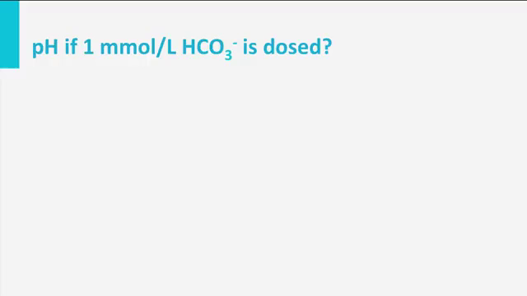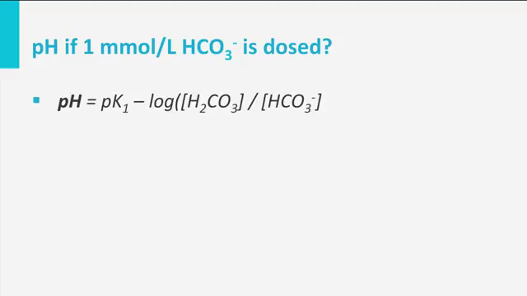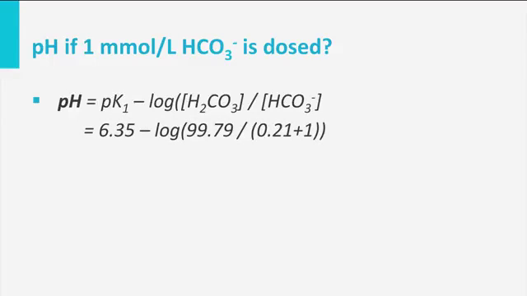But what happens to the pH if 1 millimole per liter bicarbonate is dosed to the water? Well, for this calculation you can use the equation of pH that equals pK1 minus log of carbonic acid divided by bicarbonate. The carbonic acid or carbon dioxide concentration is 100 minus 0.21 equals 99.79 millimoles per liter. The bicarbonate concentration is 0.21 plus 1 equals 1.21 millimoles per liter. And with a pK1 of 6.35, this leaves a pH of 4.43.